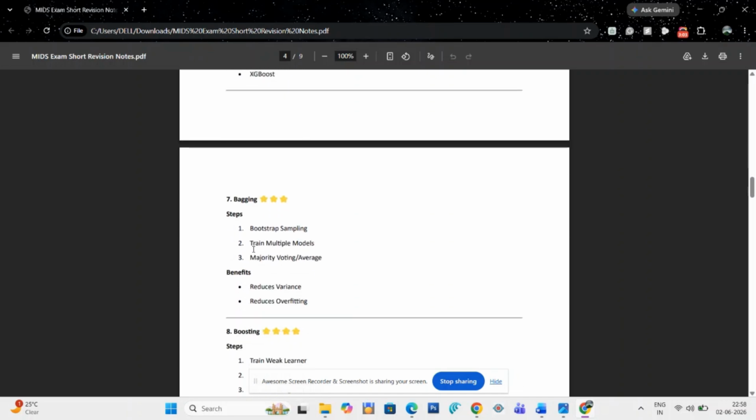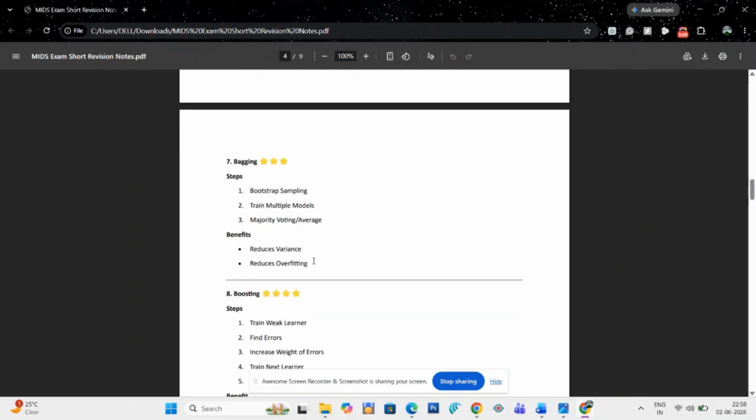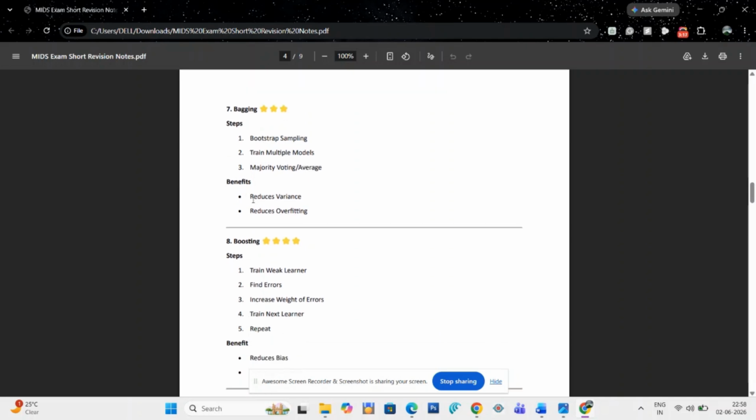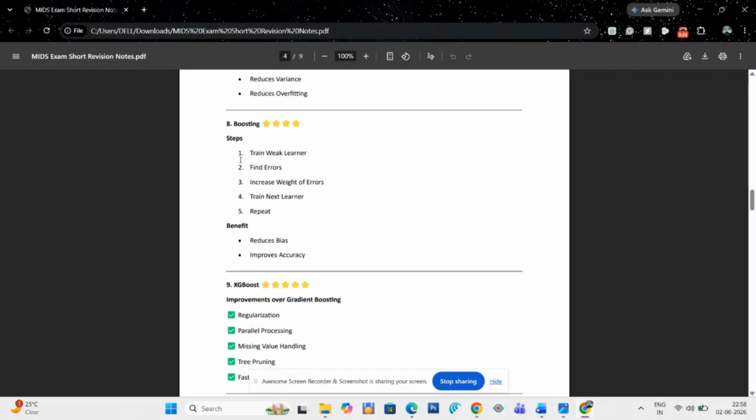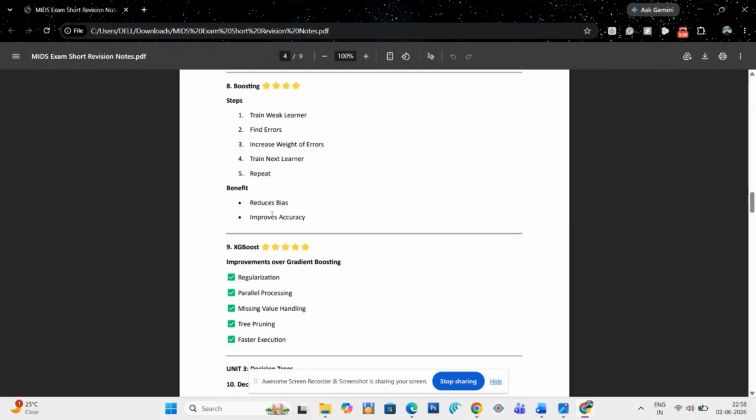What is bagging? The steps of bagging are bootstrap sampling, train multiple models, majority voting or average voting. Majority voting is for classification and average voting is for regression. Benefits are reduced variance and reduced overfitting. Boosting, what is boosting? There are 5 steps: train weak learner, find errors, increase weight of error, train next learner, and repeat. The benefit is reduced bias and improved accuracy.